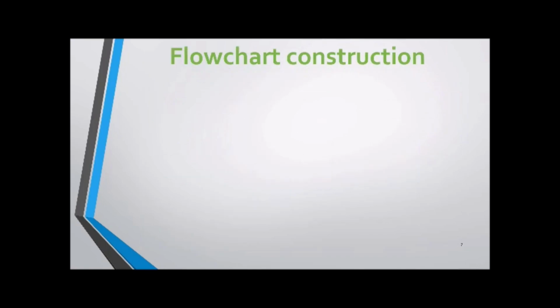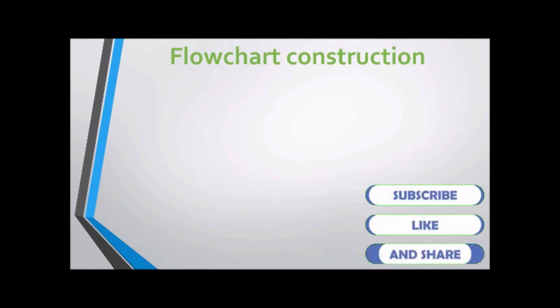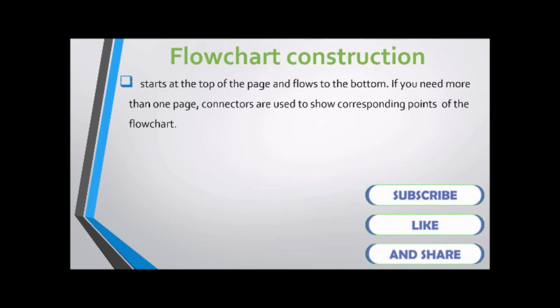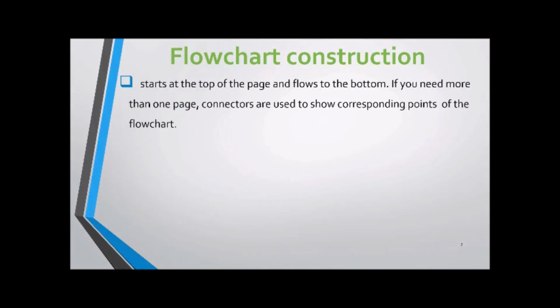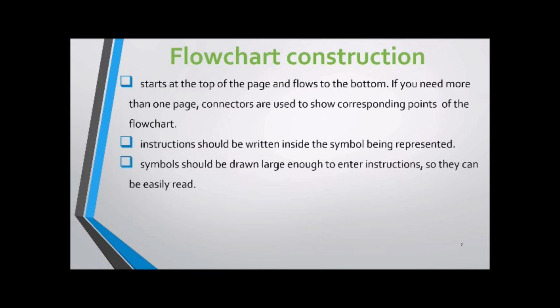Flowchart construction. The following guidelines are essential when constructing a flowchart. 1. Flowcharts should start at the top of a page and flow downwards to the bottom. If there is need for more than one page, connectors are used to show corresponding points of the flowchart. 2. Flowchart instructions should be written inside the symbol being represented. 3. Symbols should be drawn large enough to enter instructions, so they can be easily viewed.